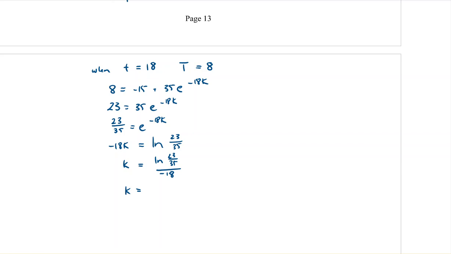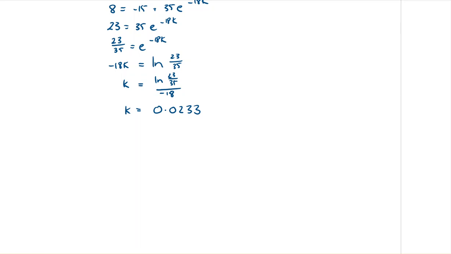It did not specify, but I did do a decimal. I kept a few decimal places, 0.0233, which is 4 decimal places, 3 significant figures. So now I have got all the constants in the equation. My complete equation for temperature is minus 15 plus 35 e to the minus 0.0233 little t.